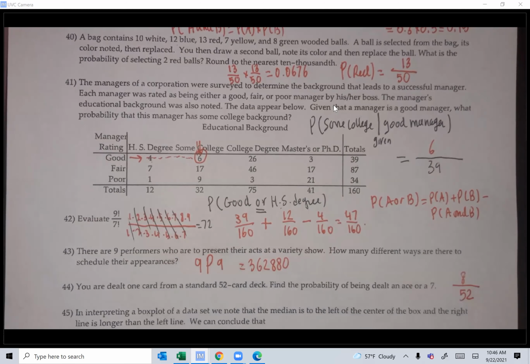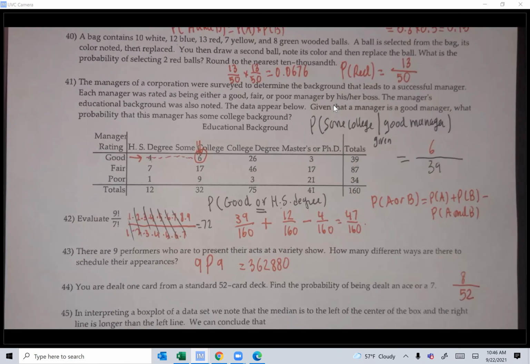And that's the answer. So if I give you, for example, 44 on the test, and I said, find the probability of being dealt a king or a queen, that's 4 plus 4, which is 8. A king, 4 out of 52. 45.